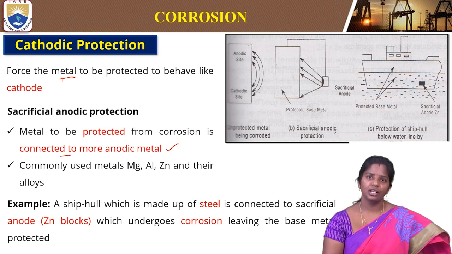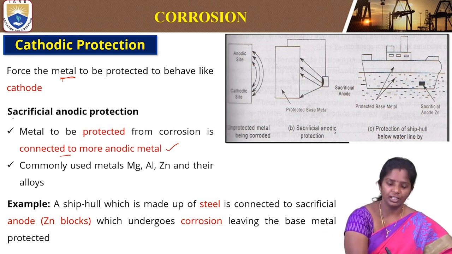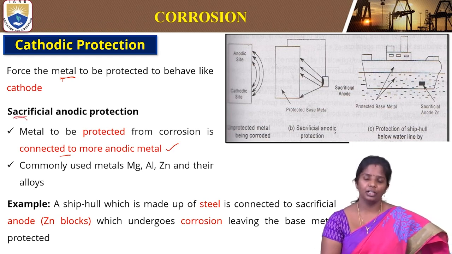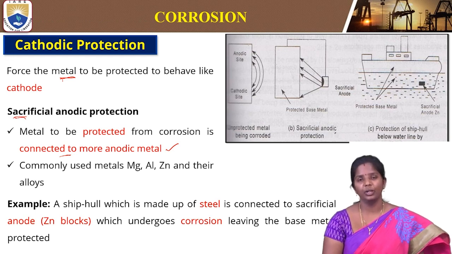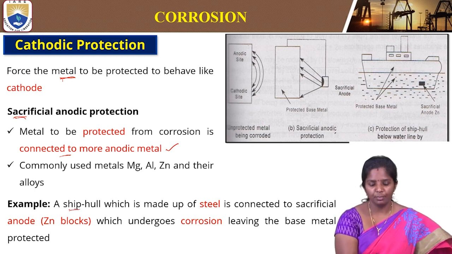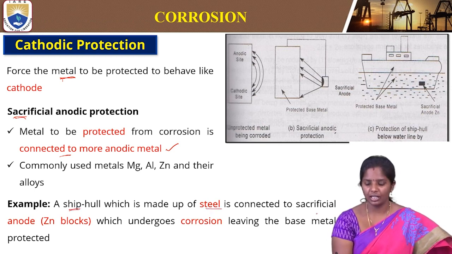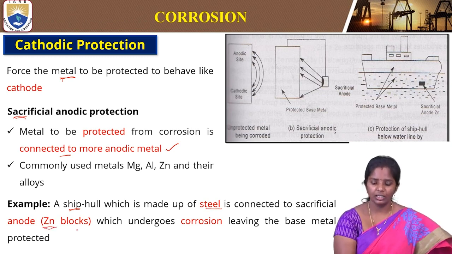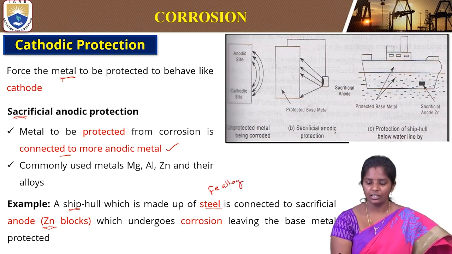In sacrificial anodic protection, the name itself indicates a sacrificial anode. It means the metal we are connecting will become an anode that sacrifices itself and protects our other metal which is in application. For example, as we see here, the ship hull, which is made up of steel, is connected with sacrificial zinc anode blocks. Steel is nothing but an iron alloy. So steel is connected with sacrificial zinc blocks, which undergo corrosion.